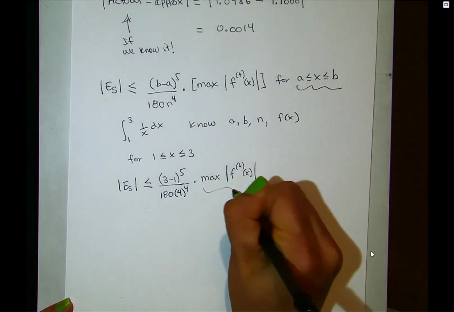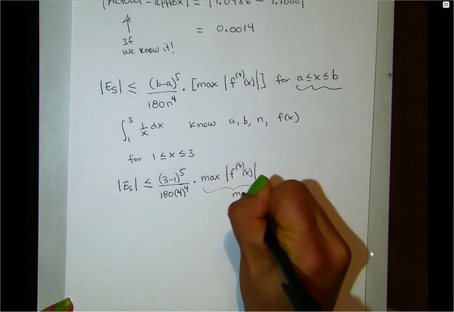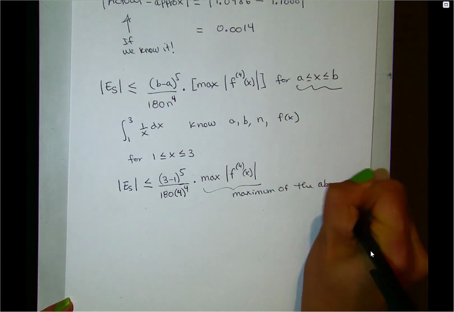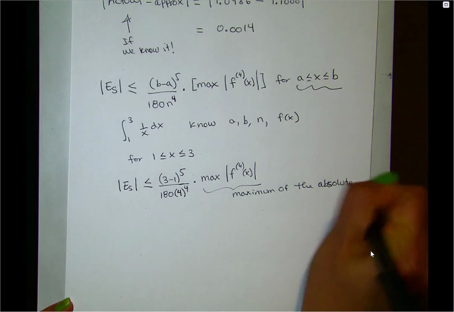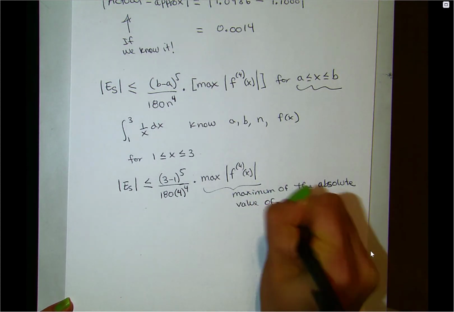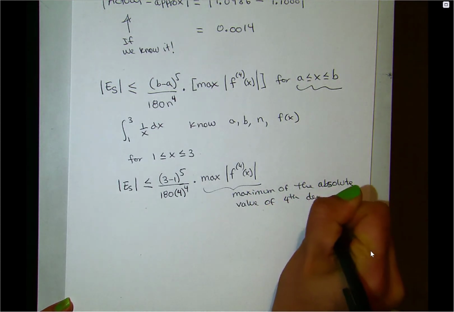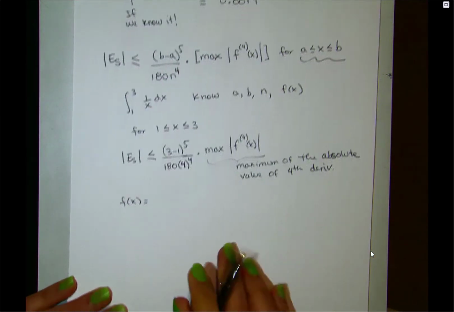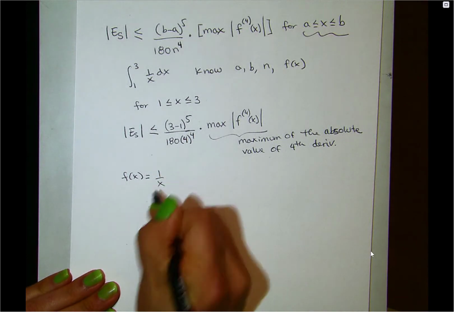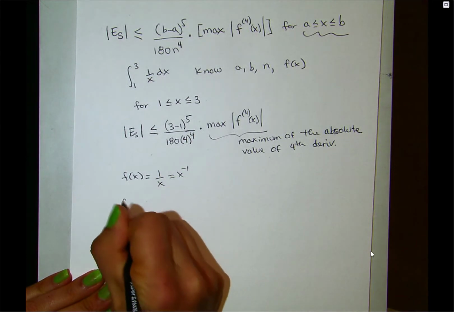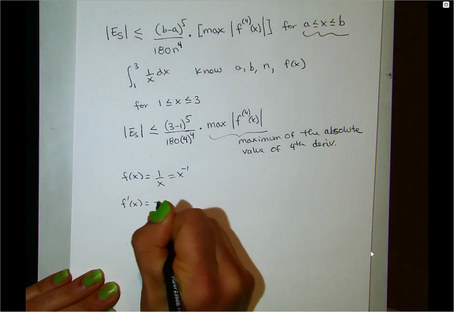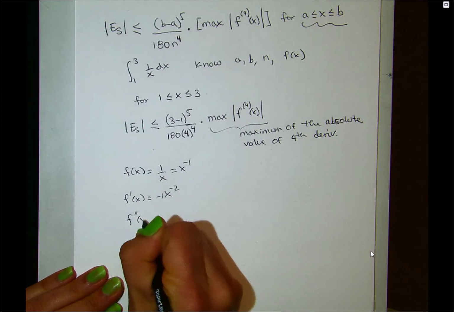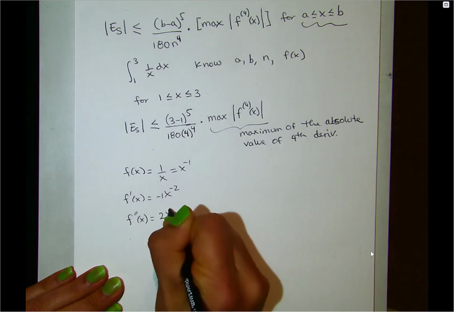Whew. So we have to find this: the maximum of the absolute value, don't forget about taking the absolute value, of the fourth derivative. So we know that f of x is 1 over x. So its first derivative is minus 1 x to the minus 2. Second derivative, 2x to the minus 3.